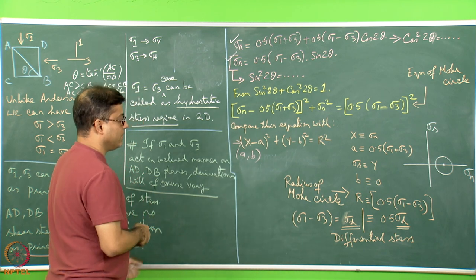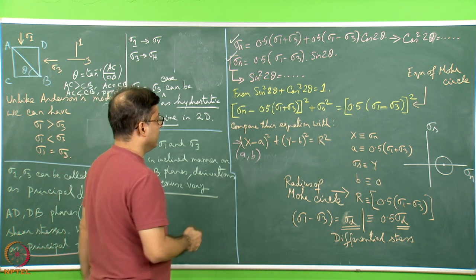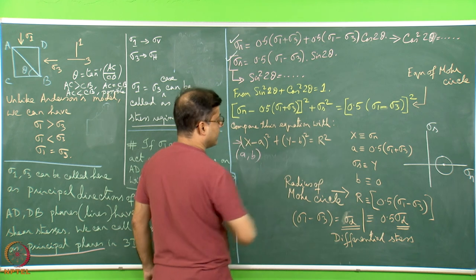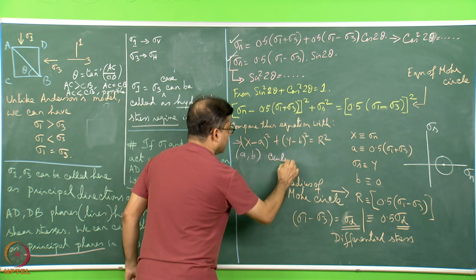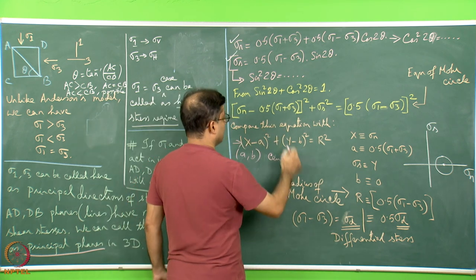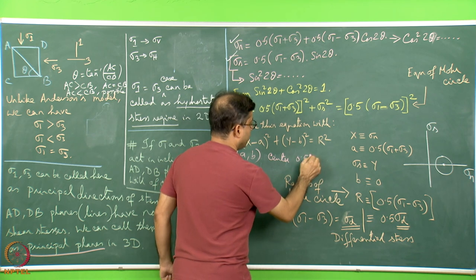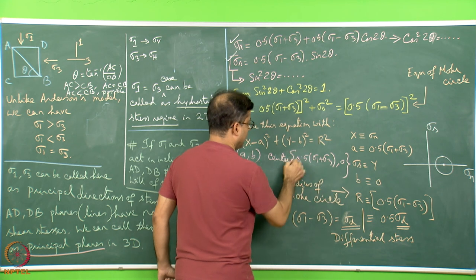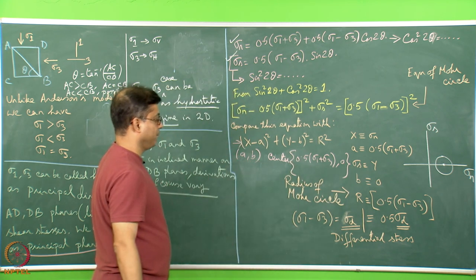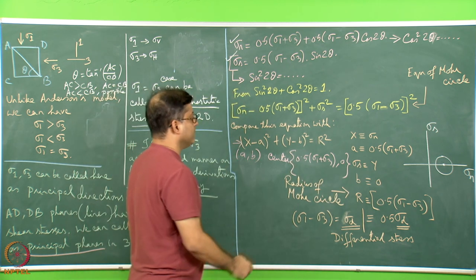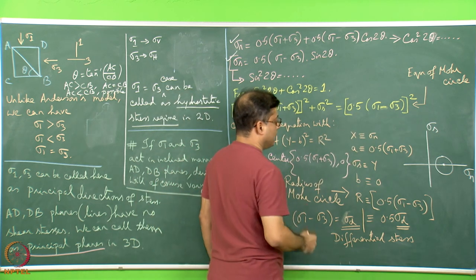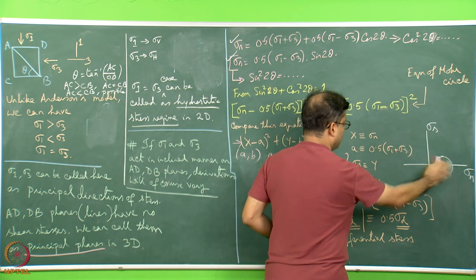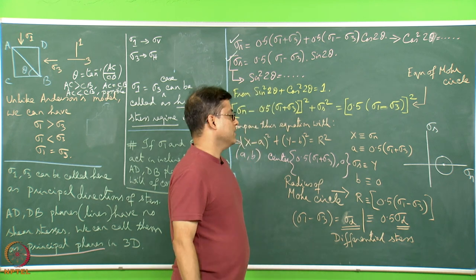So what is the center of the circle, Mohr circle? From here I can write sigma 1 plus sigma 3 comma 0. This is the center. Okay, and what is the radius? R is equal to this term. So now we are going to see how it looks like in the two dimensional plot.